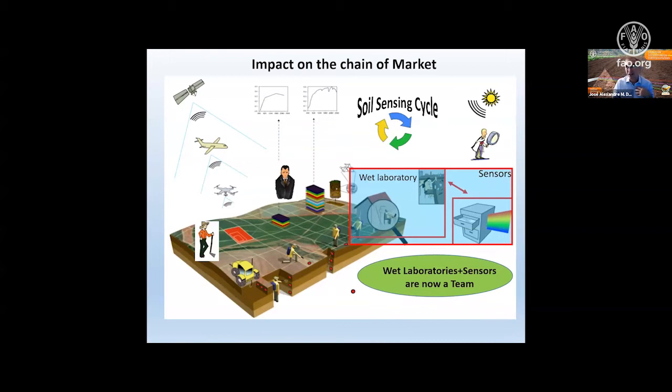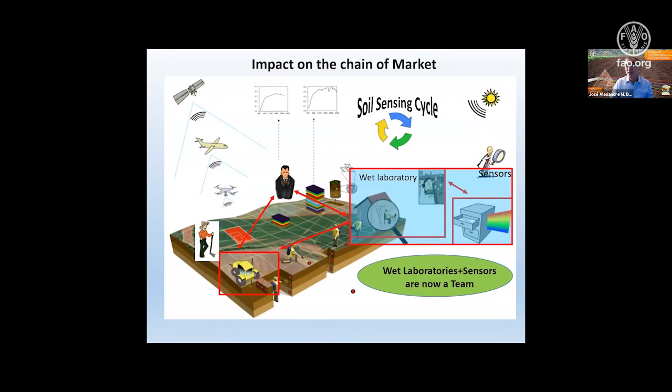So wet laboratories plus sensors now are a team. And I can tell, and this is my feeling, if we use the really strong basics of chemistry of wet laboratory with the chemometrics from spectroscopy, we will have a greater result. Now, this is the team, and remember about the chain? Okay, but now look at what happens to the chain.